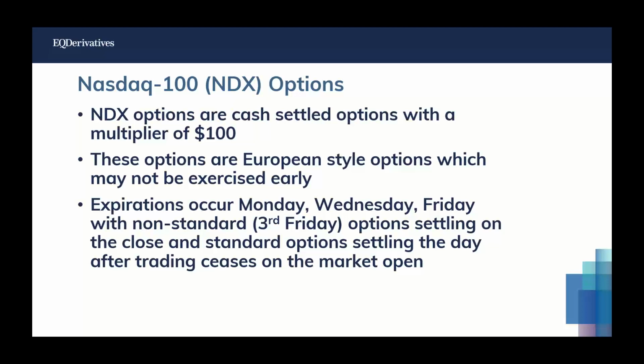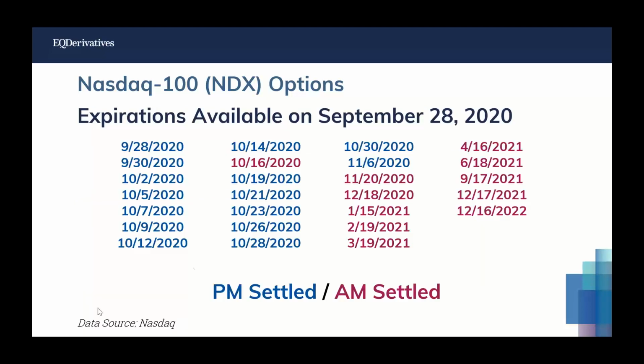And actually, I've got a quick list here. I just pulled the expiring option contracts as of last Monday. And you can just see, I'm going to pull up my little laser pointer here: Monday, Wednesday, Friday, Monday, Wednesday, Friday, Monday, Wednesday, third Friday. That's coming up next week.